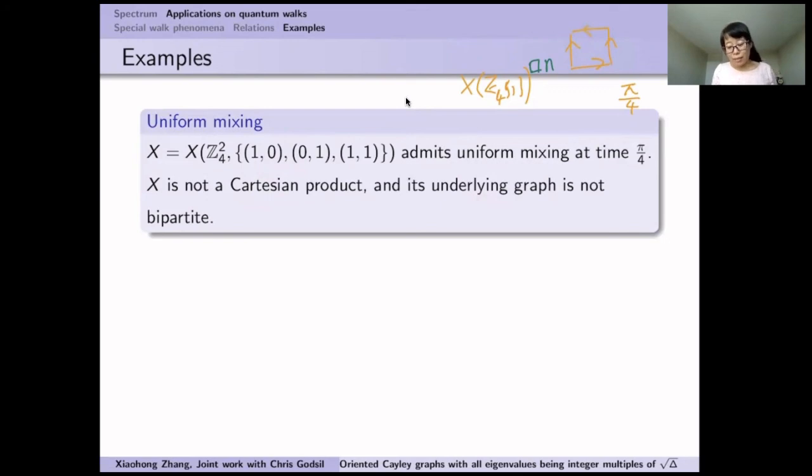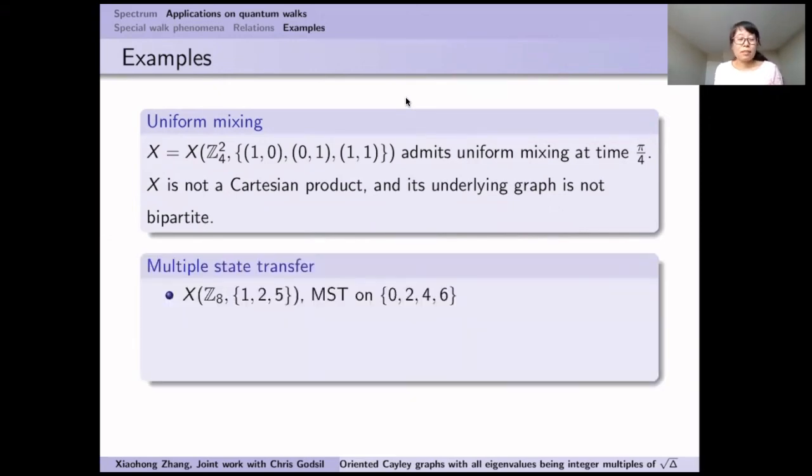We are interested in whether it's bipartite or not because for quantum walks on oriented graphs and bipartite graphs, there is some connection. If we have a bipartite graph with local uniform mixing, we can orient the edges to get an oriented graph with uniform mixing. So this is a nontrivial example not related to the undirected case. In fact, we have an infinite family for this one.